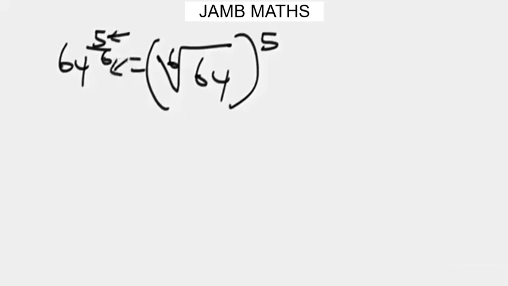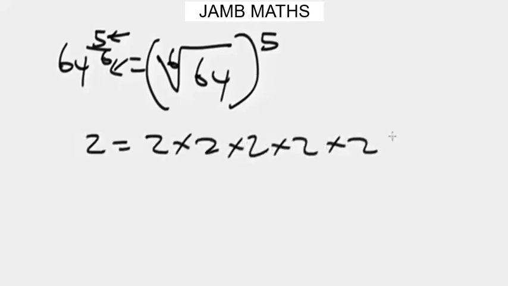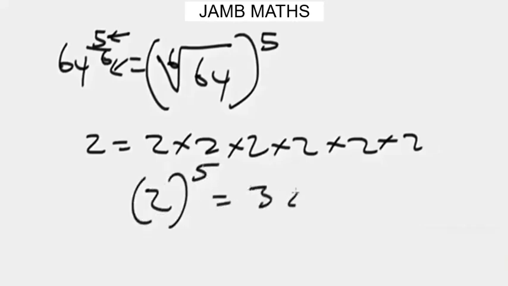The 6th root of 64 here will give us 2, because 2 times 2 times 2 times 2 times 2 times 2 gives us 64. 2 times 2 is 4, 4 times 2 is 8, 8 times 2 is 16, 16 times 2 is 32, 32 times 2 is 64. Now that the 6th root of 64 is 2, we have 2 to the power 5. Now 2 to the power 5 is what? 32. That will be the answer to this question.